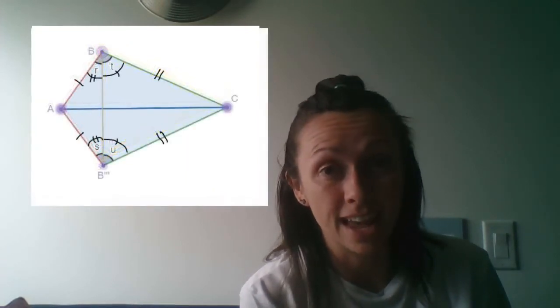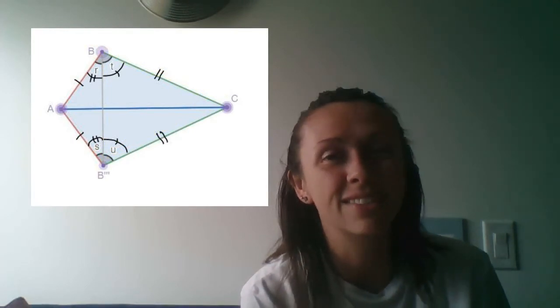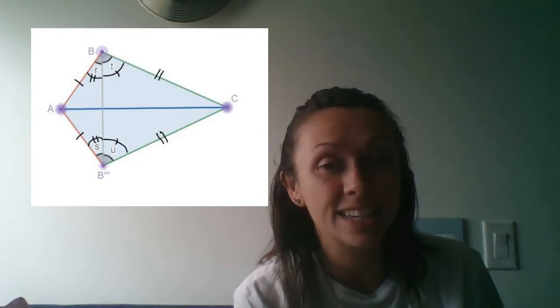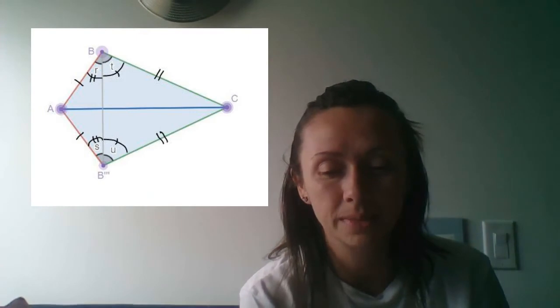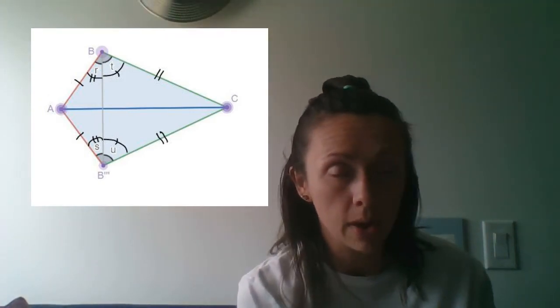That now means that R is equal to S because they are the base angles of an isosceles triangle. Also, T is equal to U because they are the base angles of an isosceles triangle. Okay, so we know R is equal to S and T is equal to U. How are we going to use that?